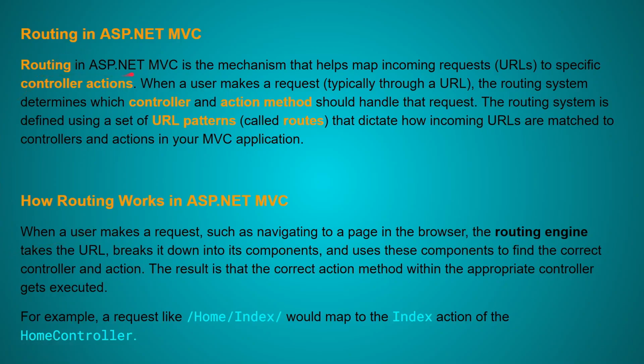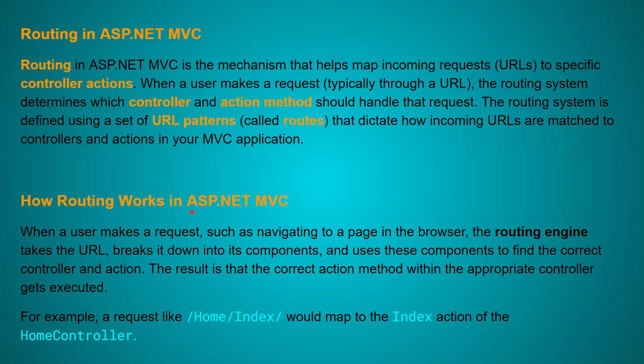Routing in ASP.NET MVC is the mechanism that helps map incoming request URLs to specific controller actions. When a user makes a request, typically to a URL, the routing system determines which controller and action method should handle that request. The routing system is defined using a set of URL patterns called routes that indicate how incoming URLs are matched to controller and action in your MVC application.